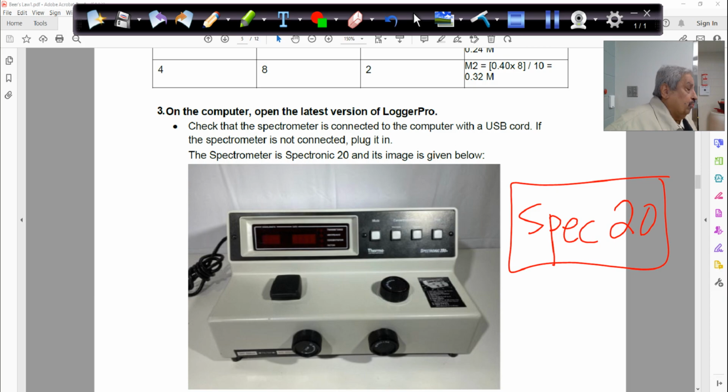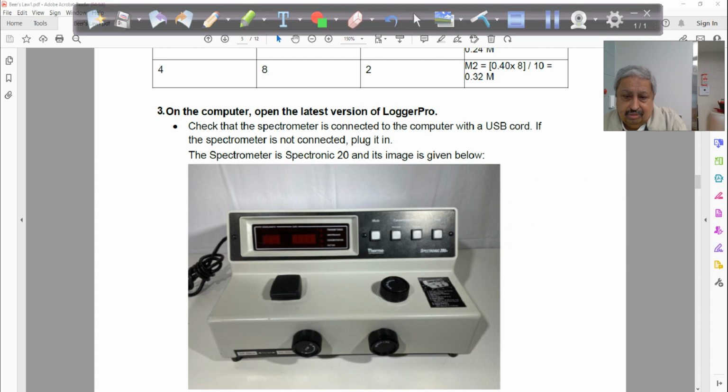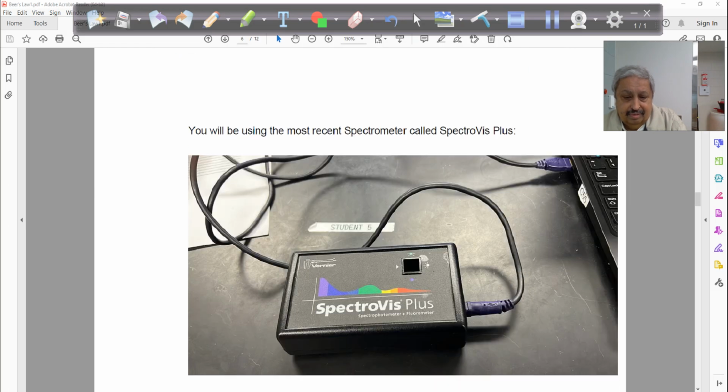It's not working with the computer. It does not have any digital setup. Everything you can see just like a balance. You can see the numbers here, and with those knobs you control the wavelength and read the absorbance from there. Okay, guys. So it's not a fancy one, but it's working for us. Now we are replacing this one with the fancy one, which is called Vernier SpectroVis or SpectroVis Plus. That's the small one you have.